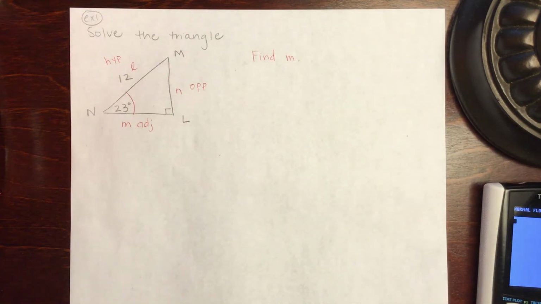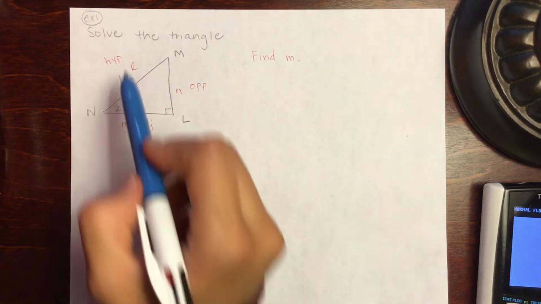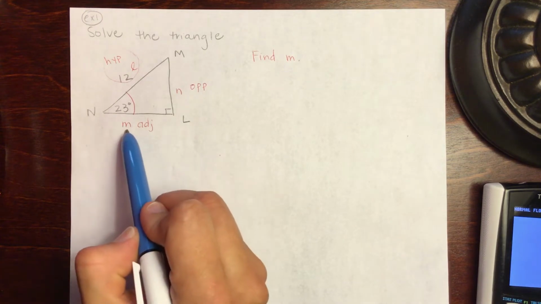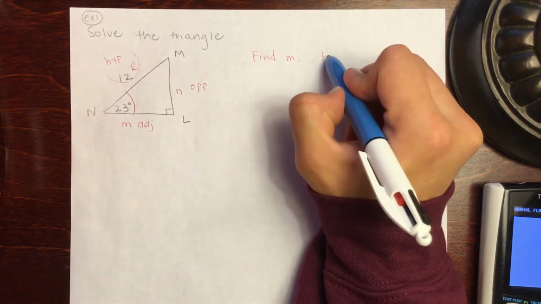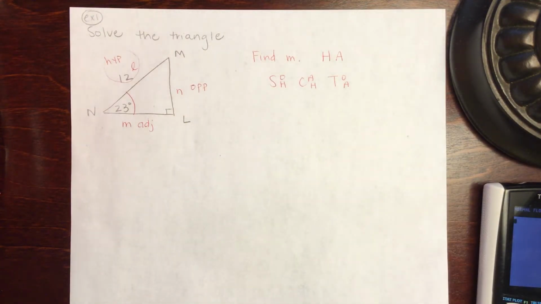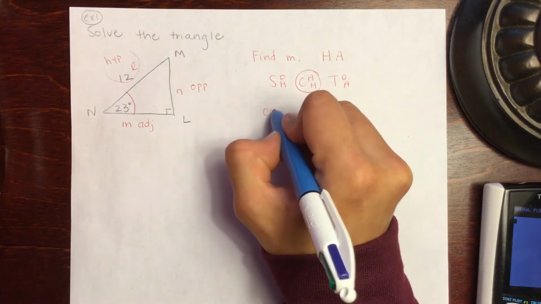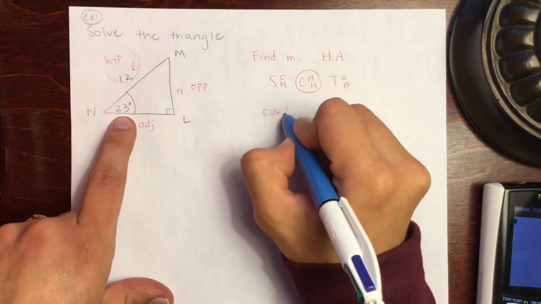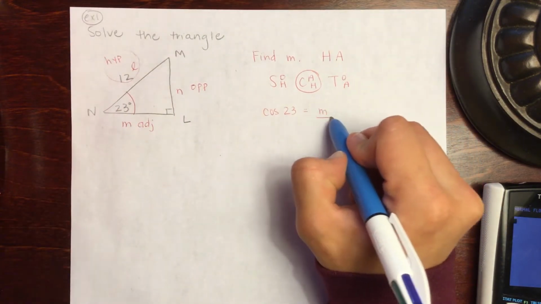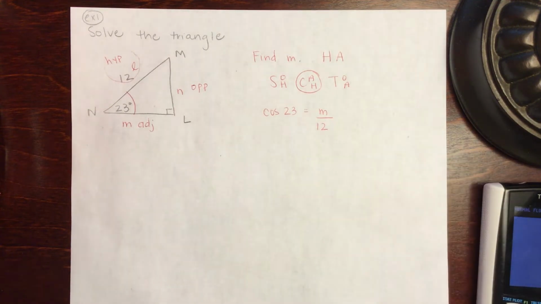Okay, to find little m, I know the hypotenuse because they give me 12 in the problem, and I'm looking for the adjacent. So I know the hypotenuse and I'm looking for the adjacent. SOHCAHTOA, you want to pick the fraction that has an H and an A in it. And that's how I know to use the CAH fraction. So set it up. Cosine, instead of theta, we know this is a specific 23 degrees, equals the adjacent side, which is m, over the hypotenuse, which is 12.